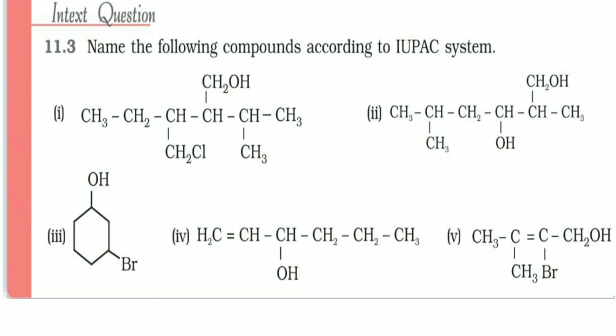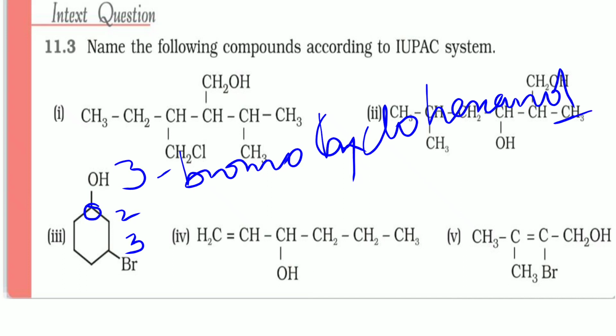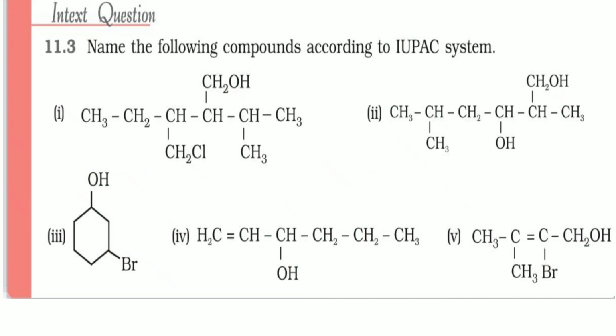In the third, we can give a number to this carbon, 1, 2, 3, 4, 5, 6. So here we can see 3-bromo. We can write its name, 3-bromocyclohexane, cyclohexanol. OL will be added because the OH group is present. So 3-bromocyclohexanol.